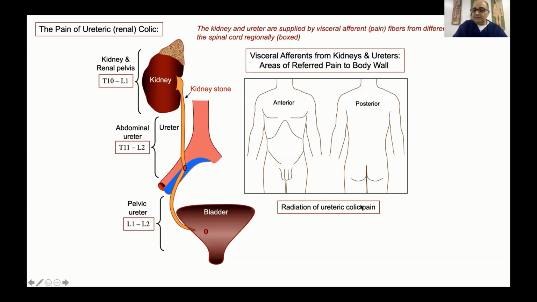So radiation of the ureteric colic pain. Now, I said a word in the beginning. What is loin to groin? The levels are overlapped. How do we differentiate between where it's stuck? It gives you a rough idea.